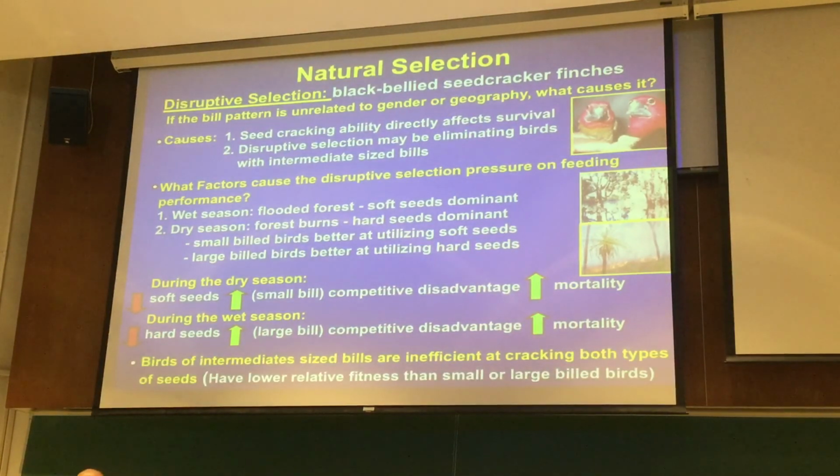Intermediate-sized billed birds do poorly in both seasons. They do not pass on that trait with any frequency. That leads to disruptive selection, creating the morphology that we see in this population. There's a nice example of it.